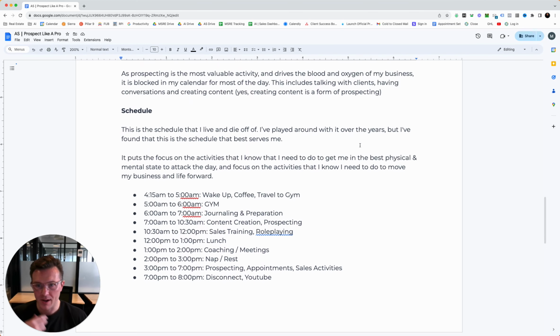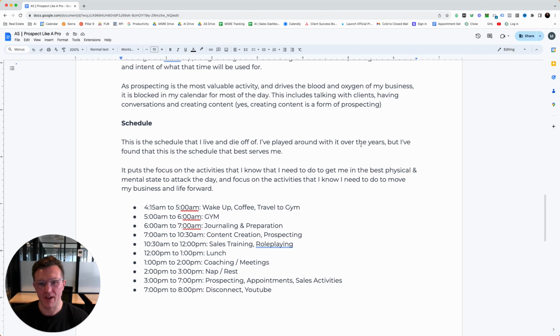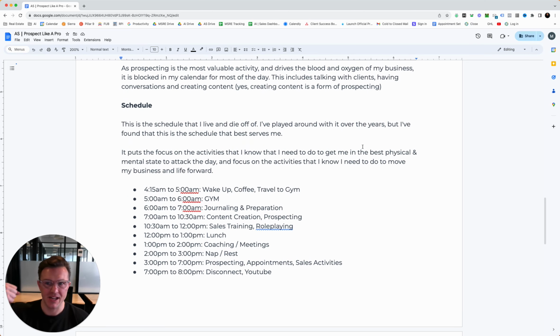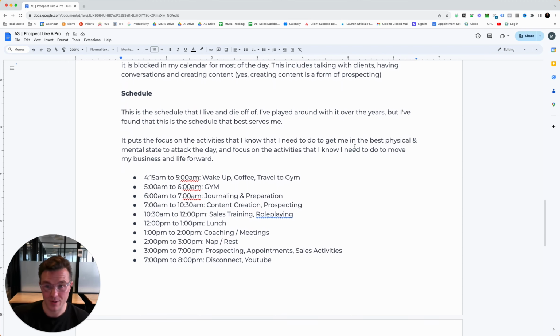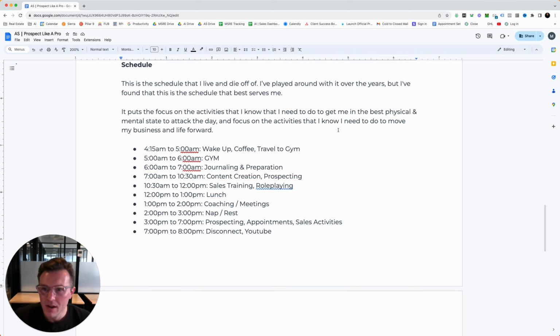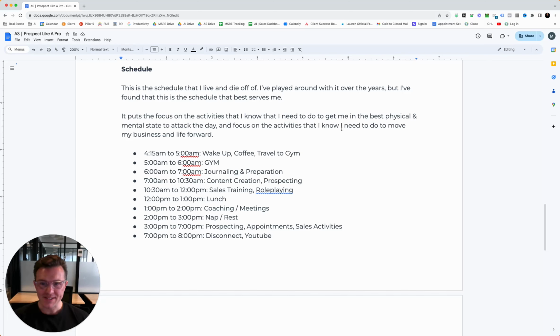It gives me that baseline of intent of what that time is going to be used for, right? And as prospecting is the most valuable activity, it really drives the blood and the oxygen in the business. Again, it's blocked off for the majority of my calendar throughout the day. I'm going to go over this in a second. These activities include talking and checking in with clients, having conversations, creating content. And yes, creating content is a form of prospecting. It is the best form of prospecting that you can do.